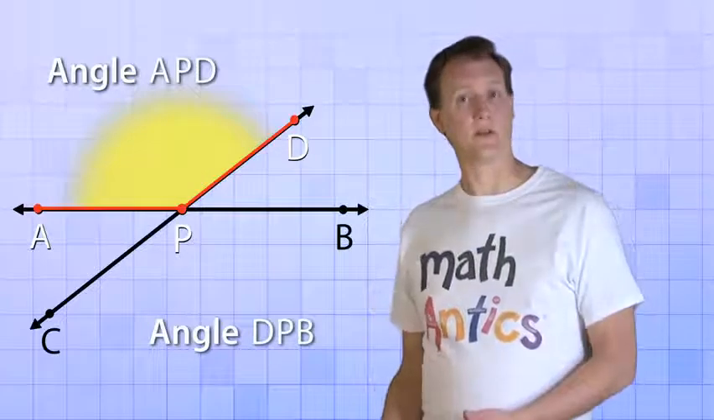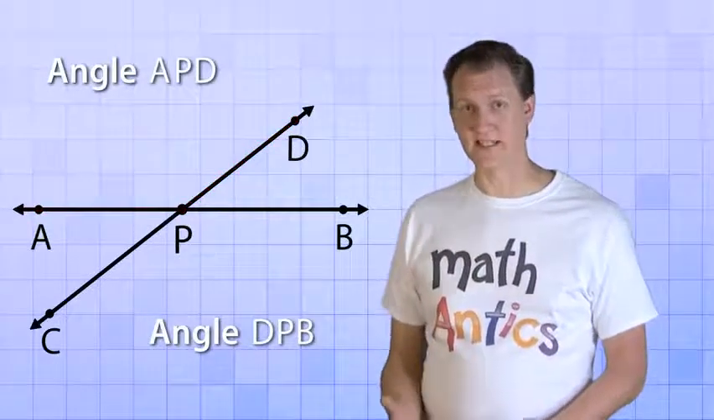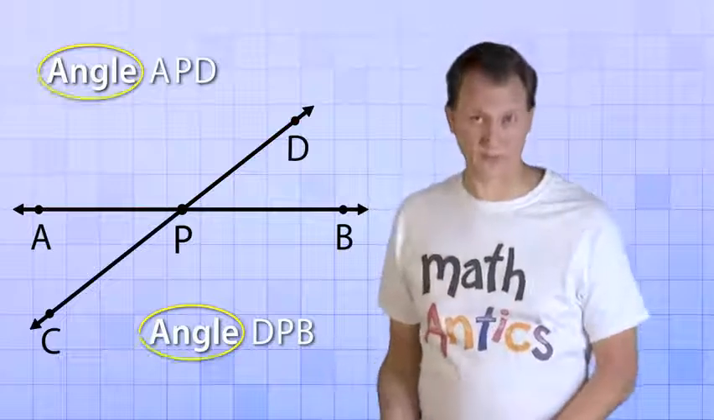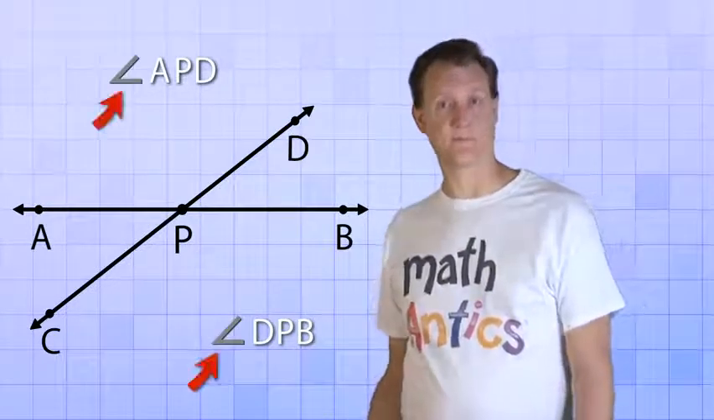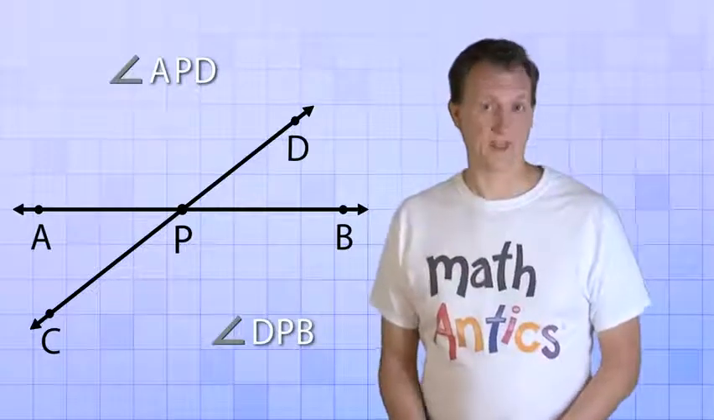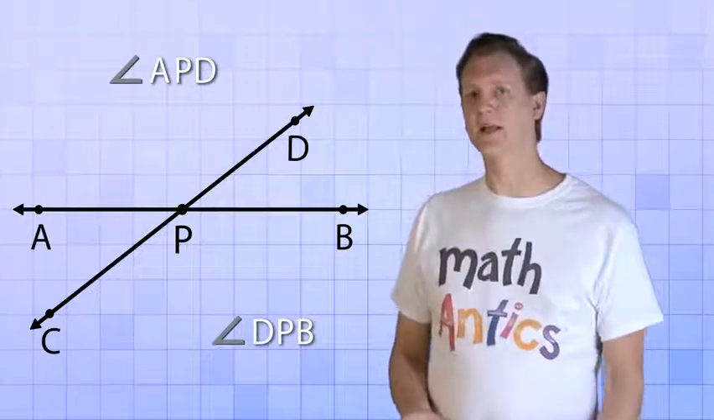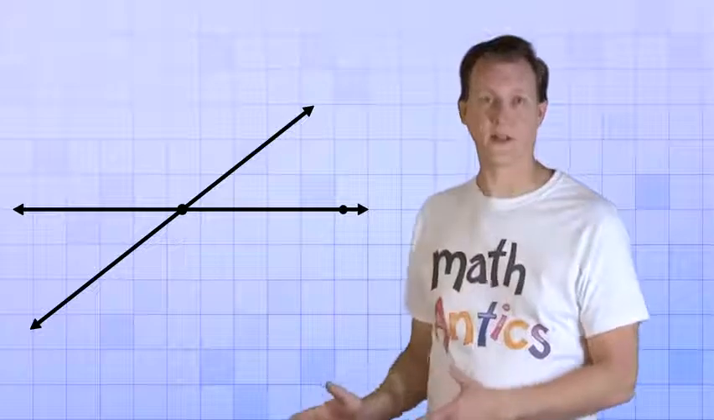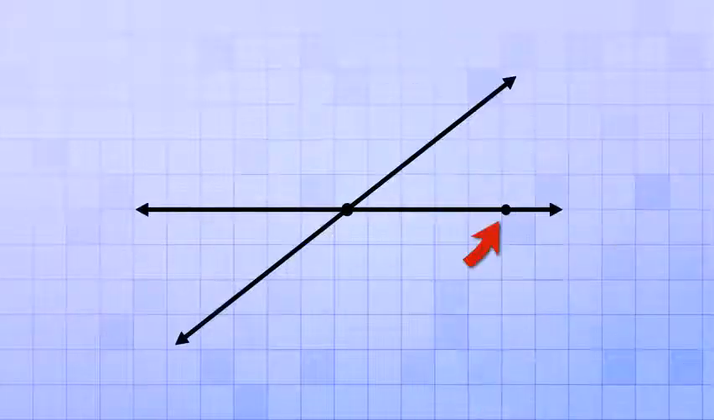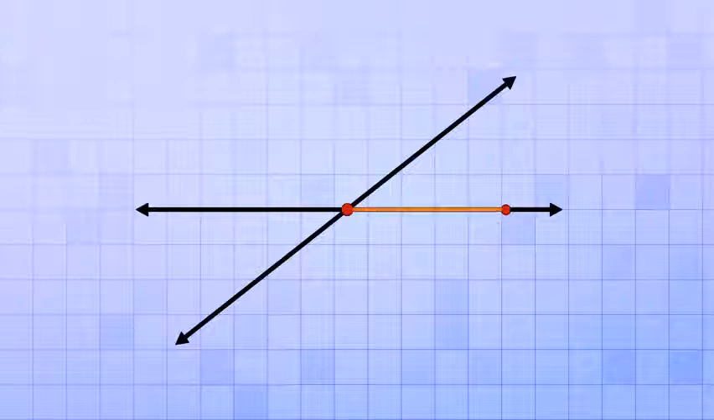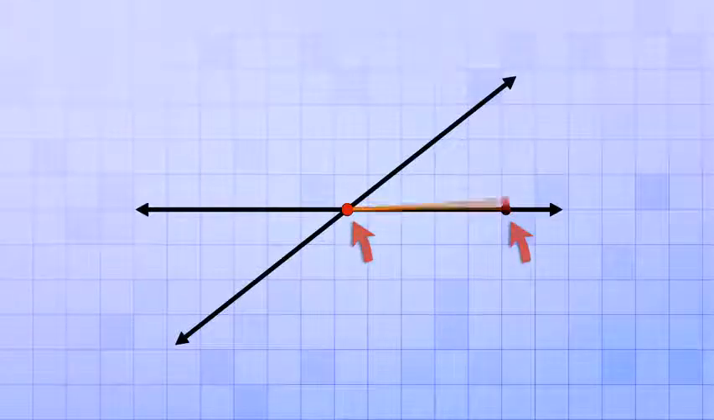Now, when naming angles, there's a nice shorthand that we can use. Instead of writing the word angle over and over again, we can just use the angle symbol instead, which looks like this. But there's an even simpler way to name angles. To learn that way, let's erase all the points and letters on our lines except for the intersection point and this one point here.